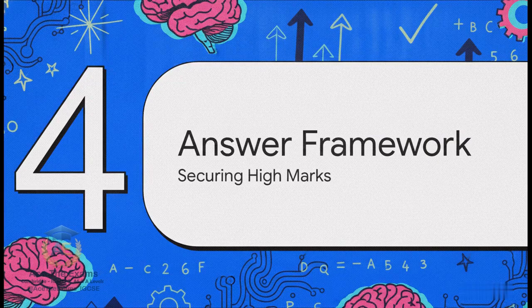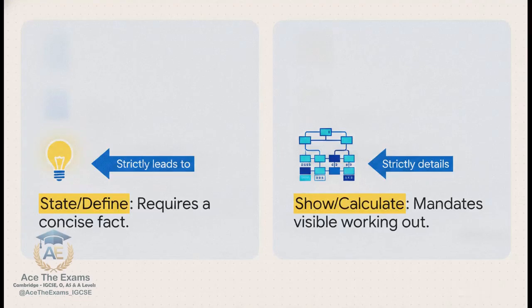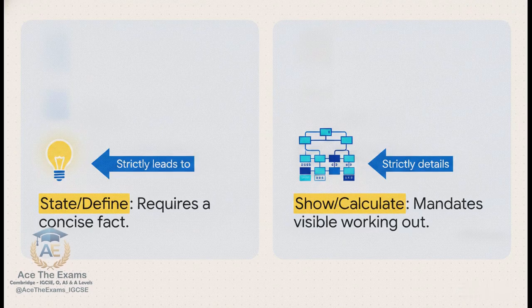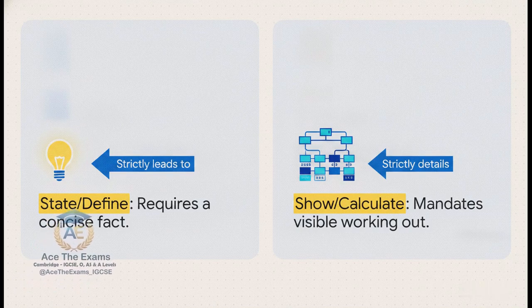Section 4. High Mark Answer Framework. All right, now we pivot to the psychological aspect of the exam. Remember that open loop I mentioned? That hidden clue? Well, here it is. The clue is the command word itself. It dictates exactly how much working out is actually required.